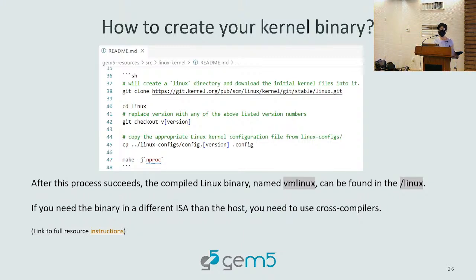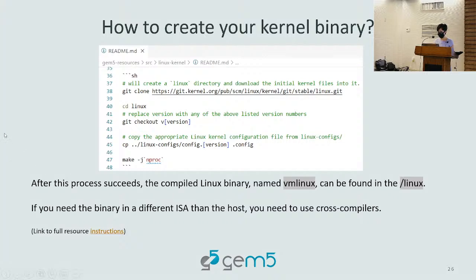Okay, so we saw how we can make our own disk image based on the programs or whatever else that we need. Here I have another example for how we can make our own kernel binary instead of using whatever is provided as pre-compiled kernels. Again, I am borrowing this from gem5 resources, where we have a specific resource explaining how we can compile a Linux kernel. So it's pretty straightforward.